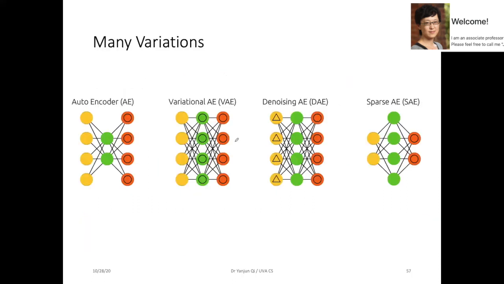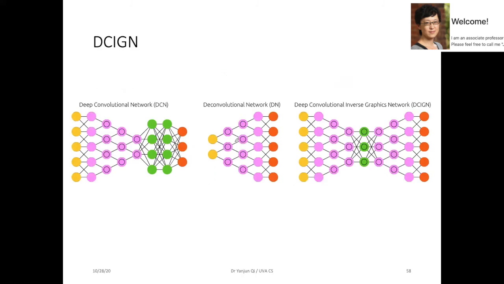And there are many variations, like I said: variational AE, denoising AE, sparse AE, and even more. Here I just show the decoder and encoder using a feed-forward MLP formulation, but you can replace that with convolutional neural nets. The most classic is the deep convolutional inverse graphics network. They just replace the encoder with a CNN and the decoder with a deep convolutional network, but it's still the same workflow.